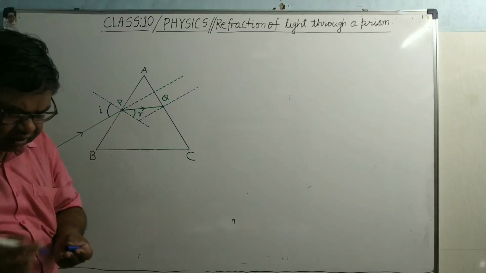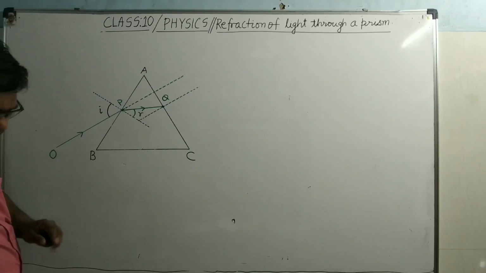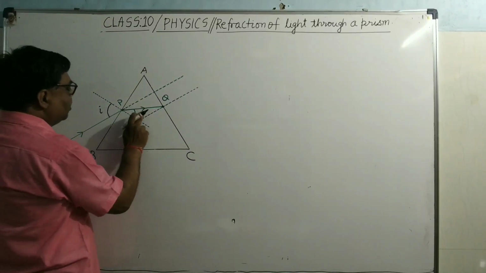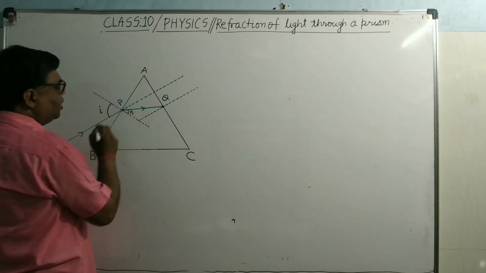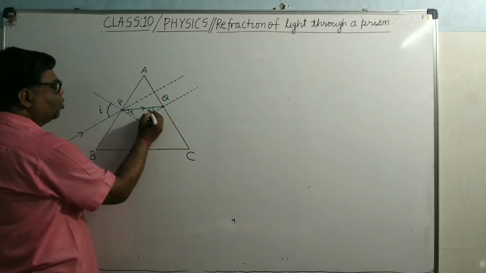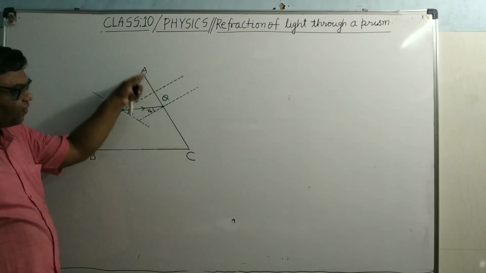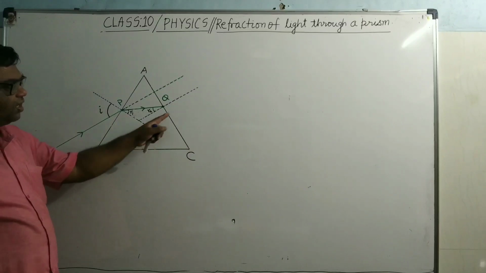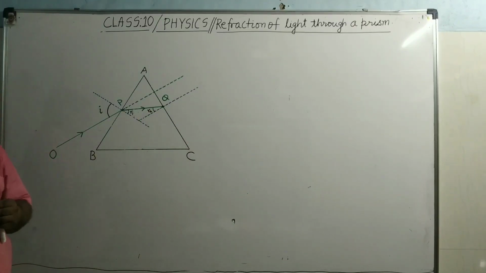Now you can see here, we have denoted this angle as small r, R1. This angle as R1. It's clear. Now what will be this angle? We have taken this as R2. R2 is the angle of incidence at the surface AC when the ray of light is going from where to where? Glass to air. Glass to air.